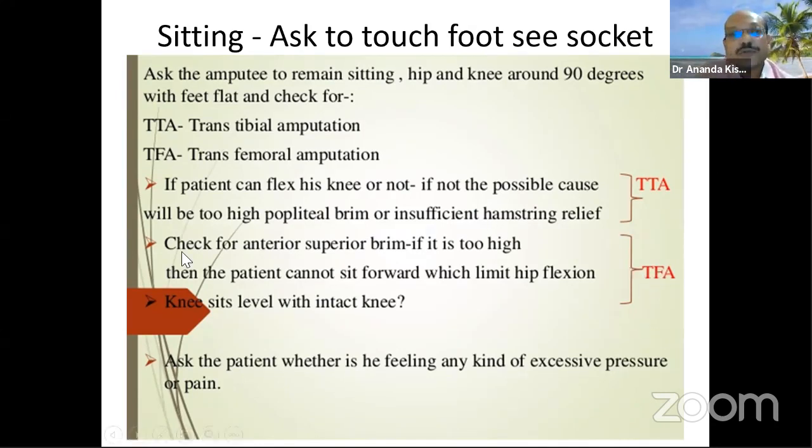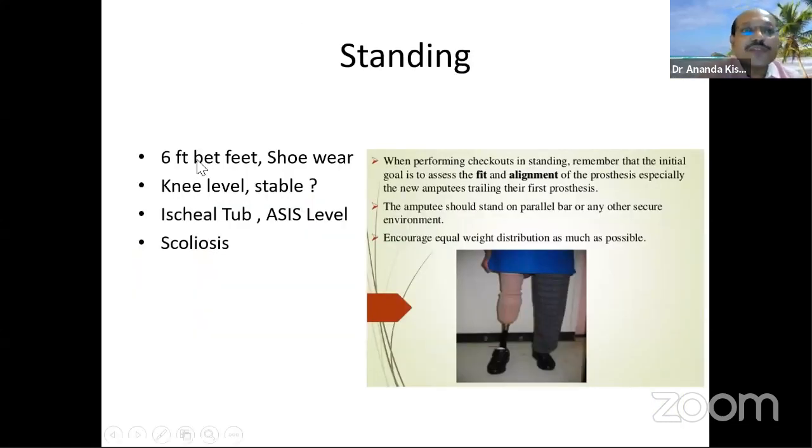For the transfemoral, you have to see whether hip flexion is possible or not. If the anterior superior brim is very high, that will limit the hip flexion. You have to correct it. So in standing, once the patient stands, the distance between the two heels should be at least 6 feet. Keeping that distance, see whether the patient can stand with or without the help of support, keeping full weight on the prosthetic limb or not. In that case, we have to see whether the knee is stable or not.